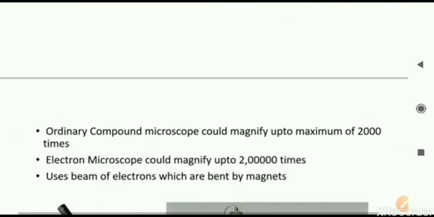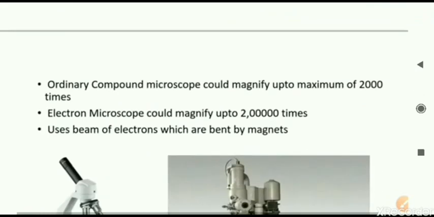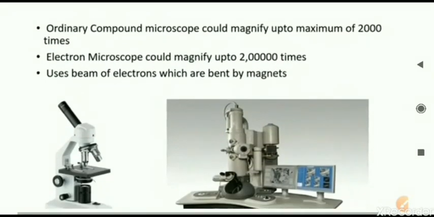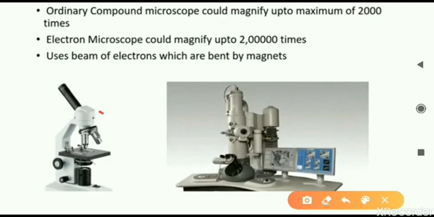This one was the compound microscope later on. Here you can see in the photograph, this is the compound microscope in the biology lab. It has a magnification power of generally up to 2000 times. It depends on different types of microscopes, but the maximum can go up to 2000 times.